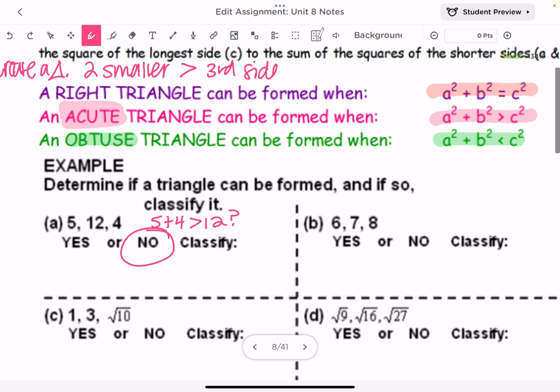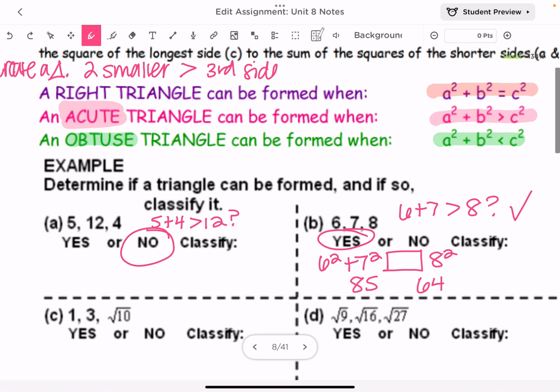B says 6, 7, and 8. So is 6 plus 7 greater than 8? Yes, it is. So yes, it is a triangle. Now we're going to plug it into the Pythagorean theorem and check to see what kind it is. So I'm going to have 6 squared plus 7 squared. I'm going to leave a space because I don't know what sign's going to go there yet. And then I have 8 squared. So if I do 6 squared plus 7 squared, it's 85. And then 8 squared is 64. So 85 is greater than 64, which means this is going to be acute.